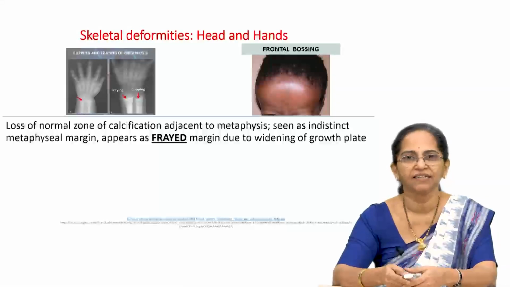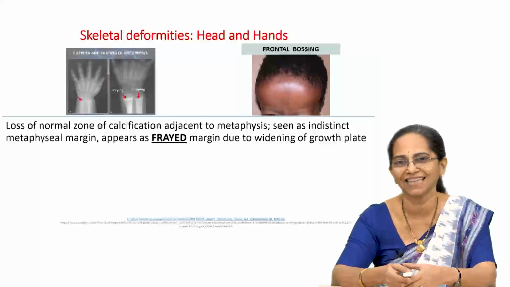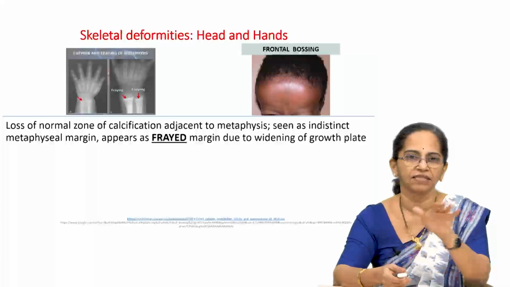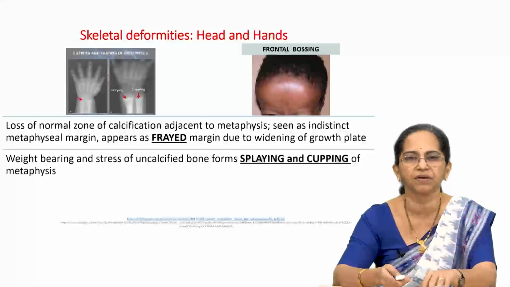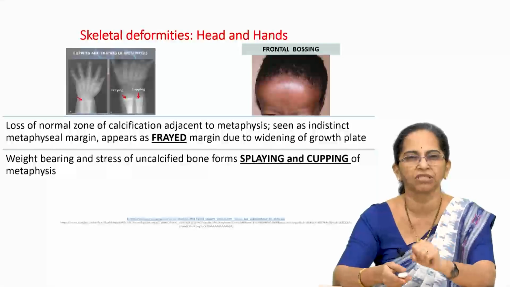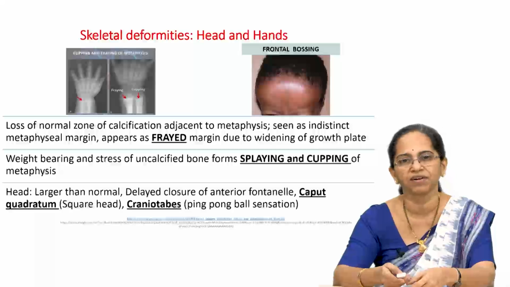And you can see this picture here, it is radiological imaging of the bones in the hand, and you can see what has happened at the metaphysis: there is less calcification, and because of this there is a problem in the growth plate area. So, it gets a frayed margin appearance, and due to repeated stress falling on such bones, there will be splaying and cupping of the metaphysis.